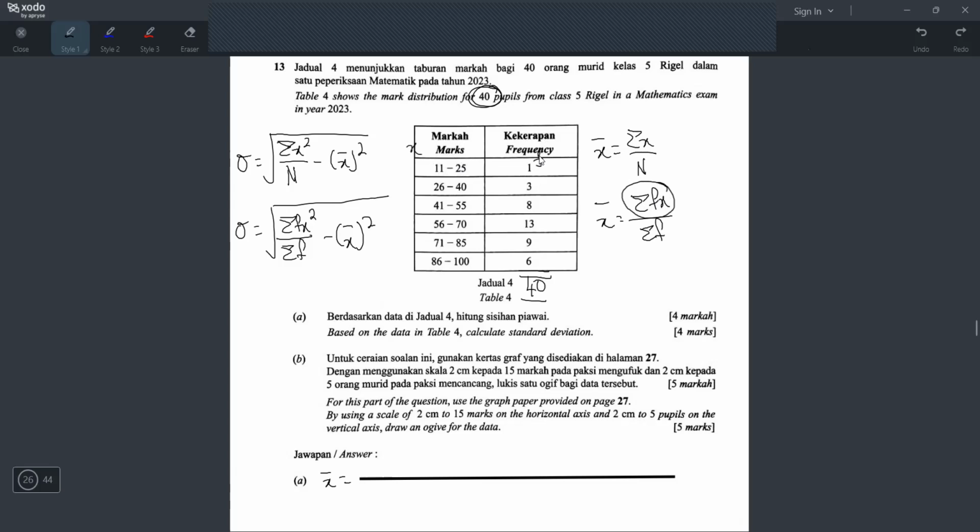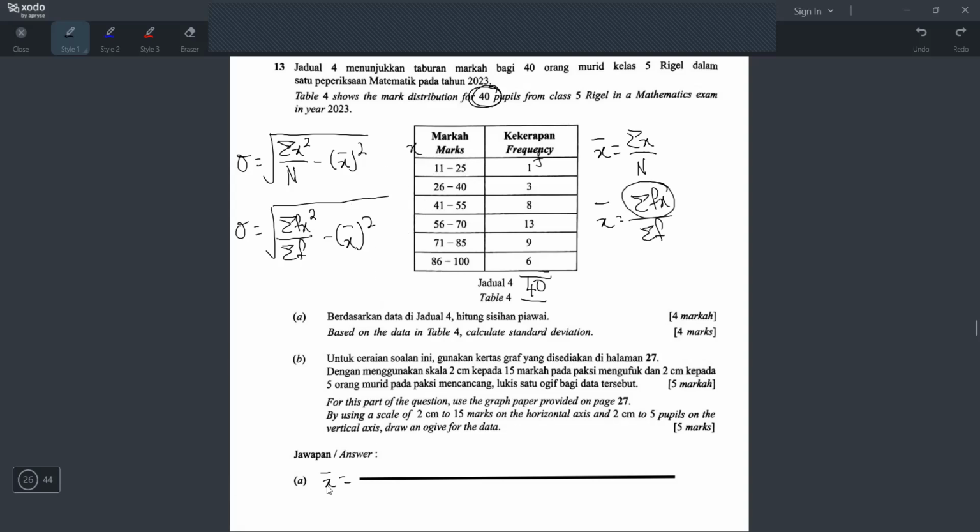But we have a problem here. This 11 until 25 is not one number. It consists of many numbers. There is 12, 13, 14, 15. So we actually have to choose a number to represent this class. We have to choose one number to represent it, and the number we choose will be the midpoint.